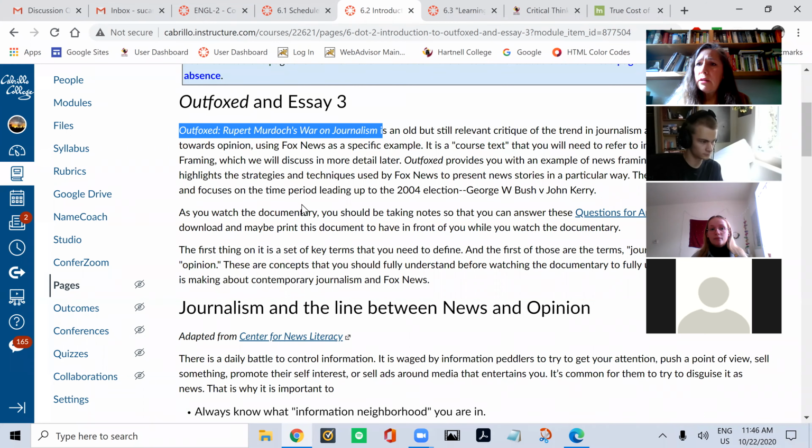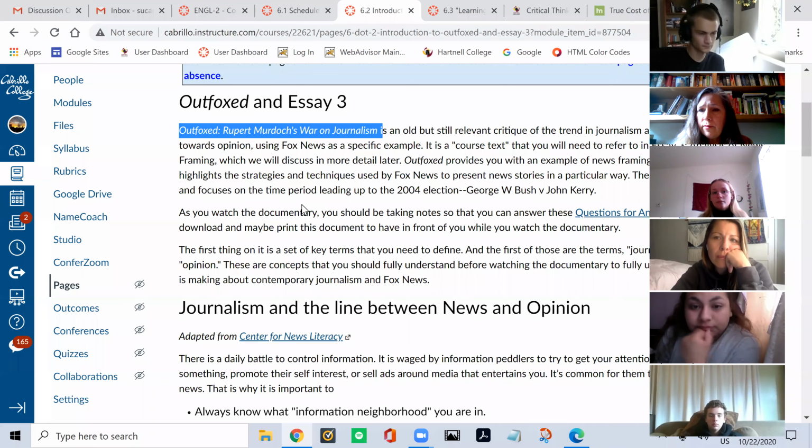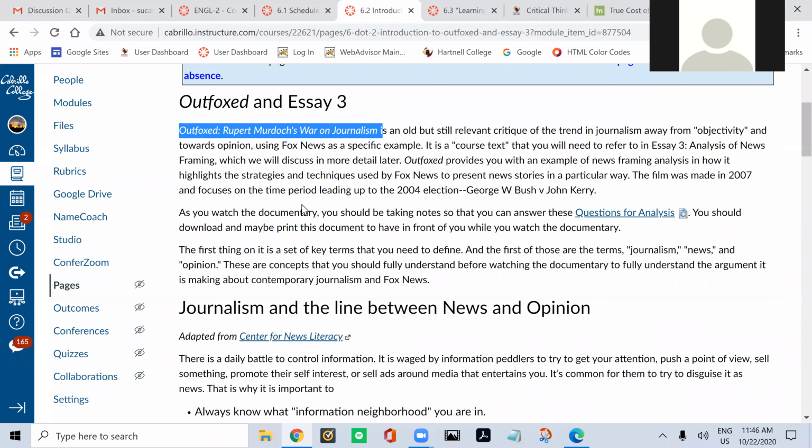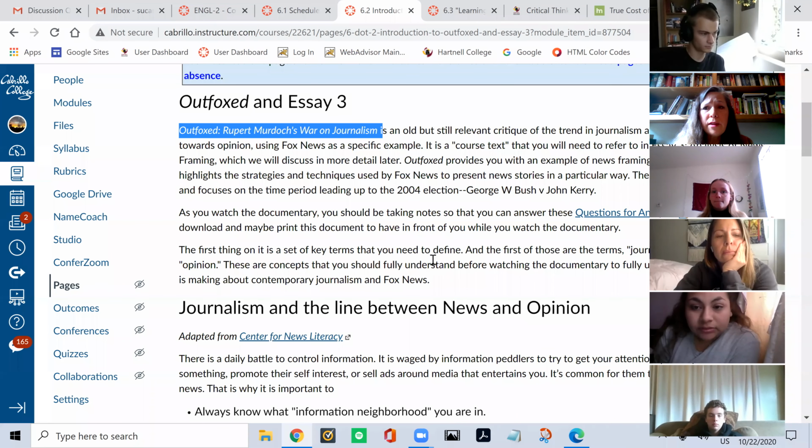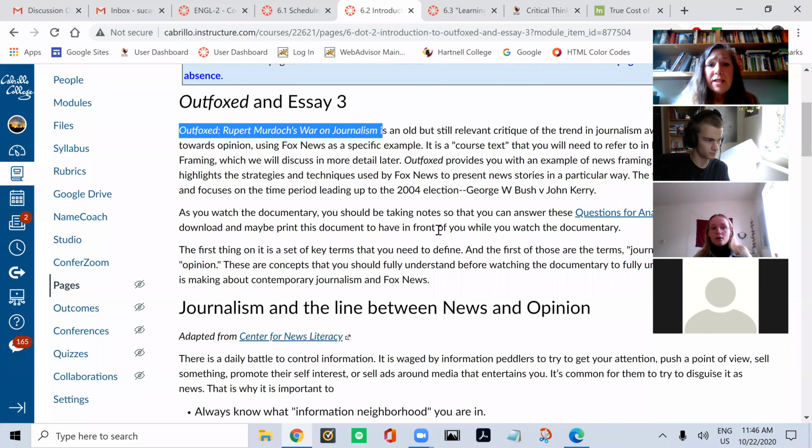Has anybody seen it? You guys seen Outfoxed? No, it's kind of old. It's very old at this point, in fact. But it's still very, very relevant to what's going on with the news media in our country, particularly the US.